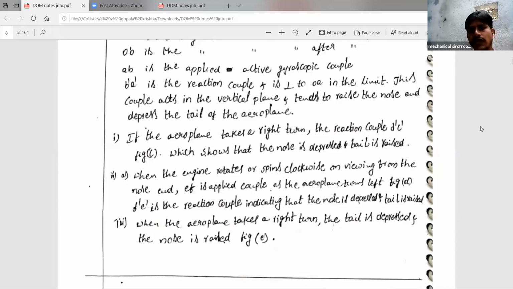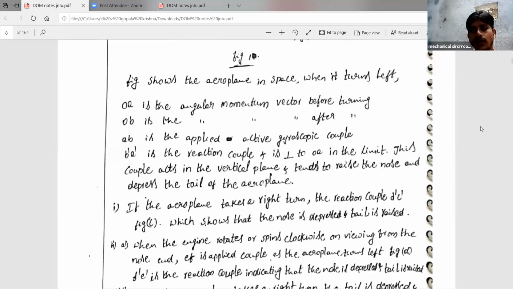Please unmute your mics and raise the queries belonging to the effect of gyroscopic couple on an aeroplane.